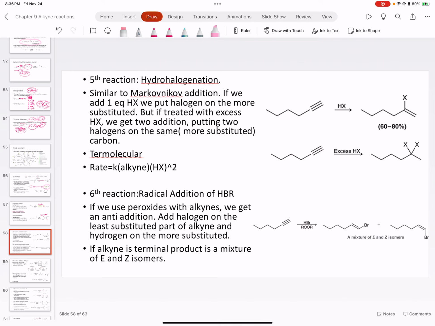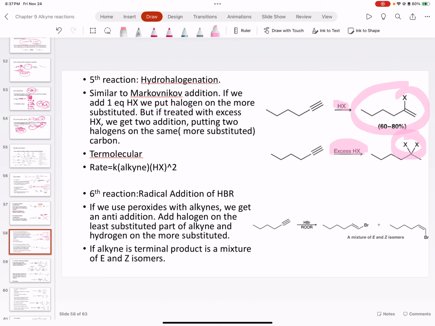So that means if we have an alkyne and only one equivalent of HX, our halogen is going to go on the more substituted carbon. But if we have excess, we're going to have two halogens on the more substituted side.